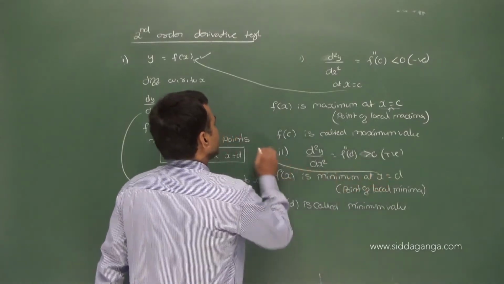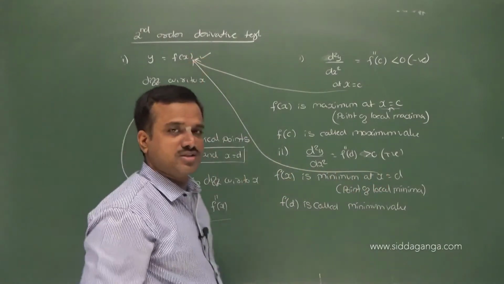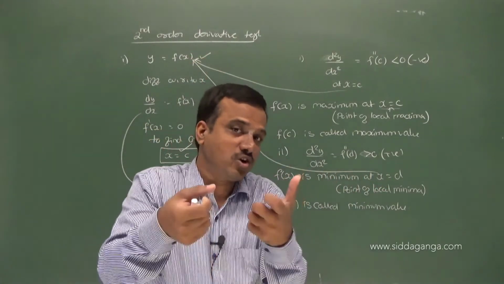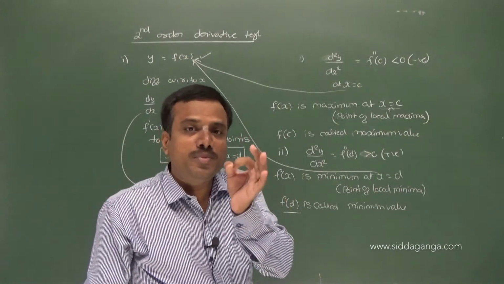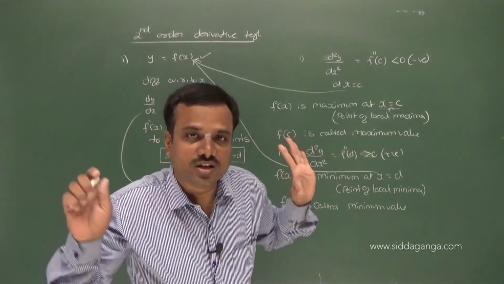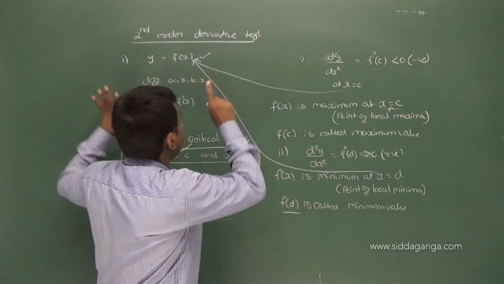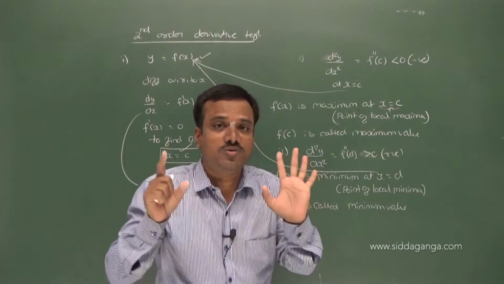F of d means what we do? If we substitute x is equal to d in the function, what we got? The range. That range value we call it as minimum value. Clear the concept? This is what? The second order derivative test.